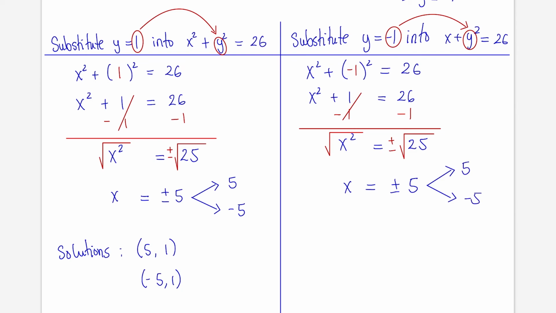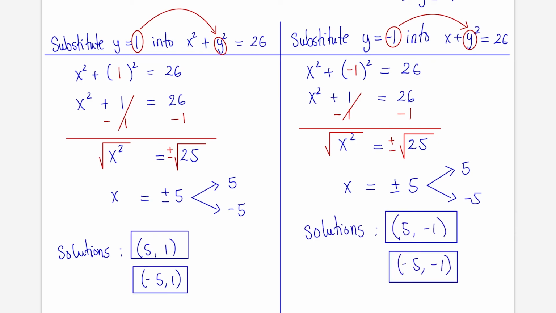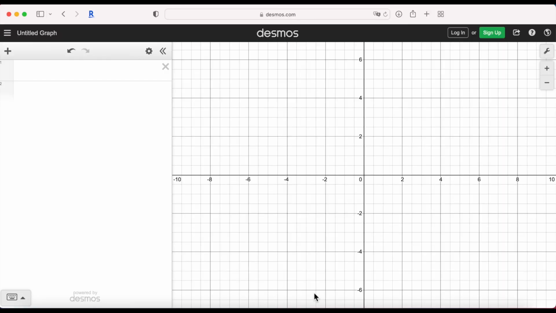So when y equals negative 1, I have two ordered pairs. It can be (5, negative 1) or (negative 5, negative 1). So for this system, I have four different solutions. They are (5, 1), (negative 5, 1), (5, negative 1), and (negative 5, negative 1).